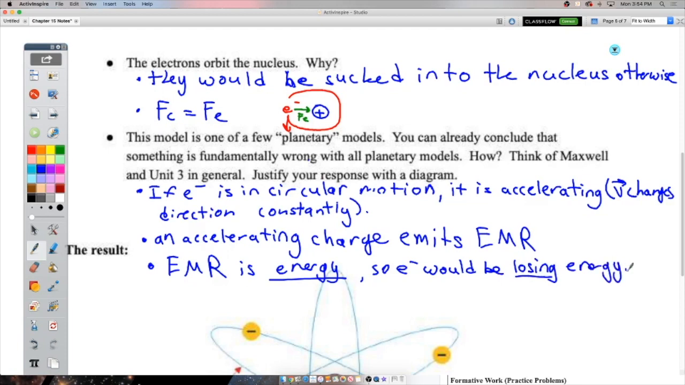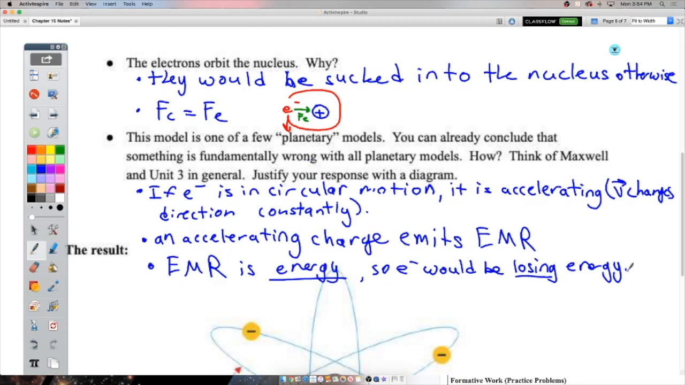Now, if it's losing energy, what does that mean for how the electron moves? It's going to go slower and slower and slower, right? Otherwise, we're violating the law of conservation of energy, which still applies even down at the scale of atoms, right? So if it's radiating out EMR, that energy for that EMR has to be coming from somewhere, and it would come from the kinetic energy of the electron.